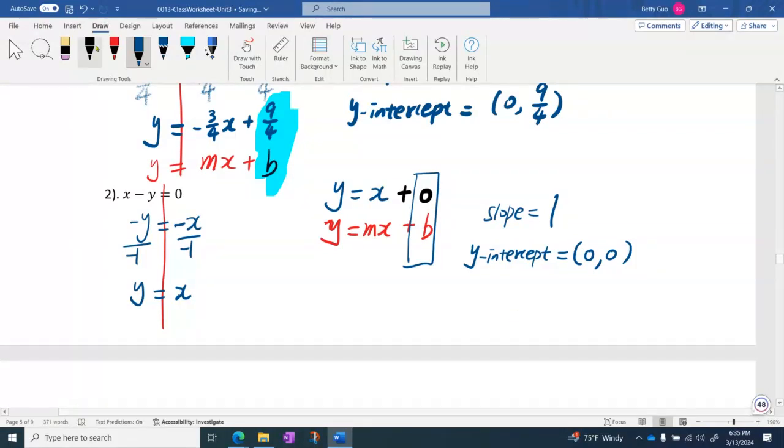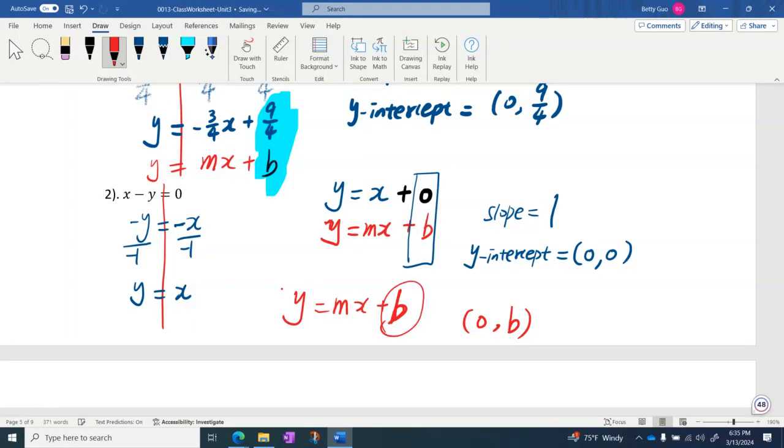Let me explain one more time. So the slope-intercept form y equals mx plus b, right? How do we understand b? B is the second value of the y-intercept. And what happened to the first value? First value is 0. Okay, so the constant b is the y value of the y-intercept.